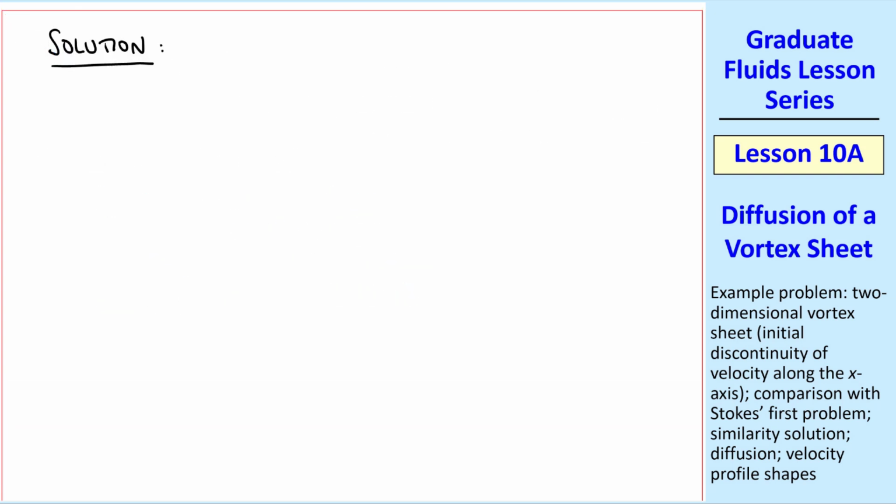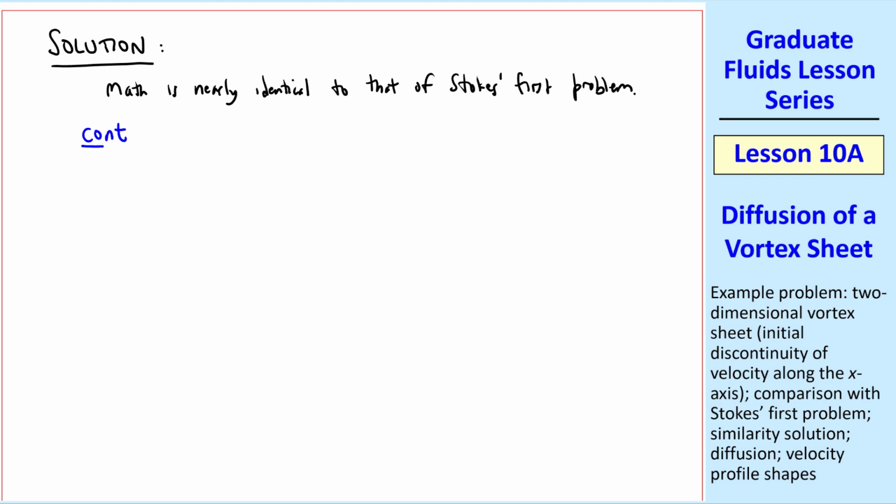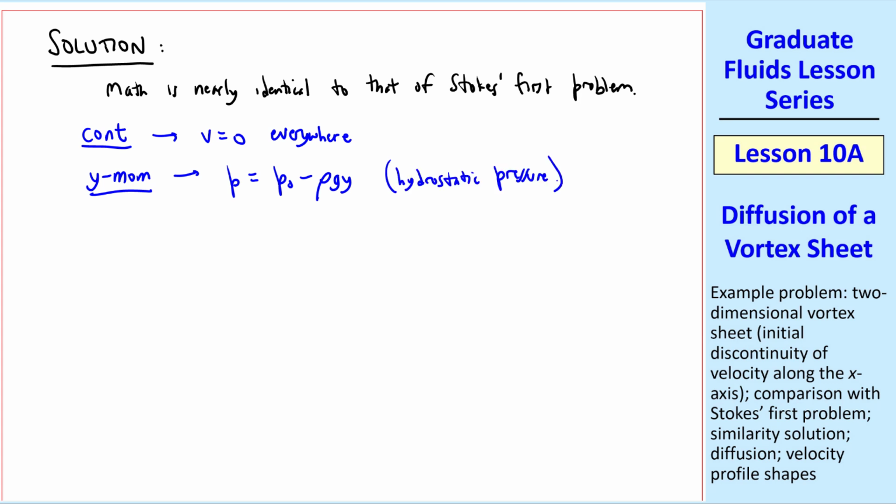Now let's solve this problem. It turns out that the math is nearly identical to that of Stokes' first problem. Namely, our differential equations become, for continuity, v equals 0 everywhere, same as Stokes' first problem. Y momentum reduces to p equals p naught minus rho g y, which is also the same as Stokes' first problem. Namely, we simply have hydrostatic pressure.